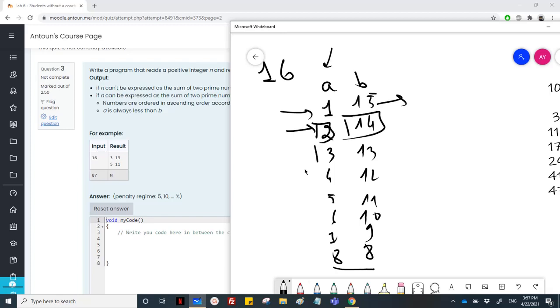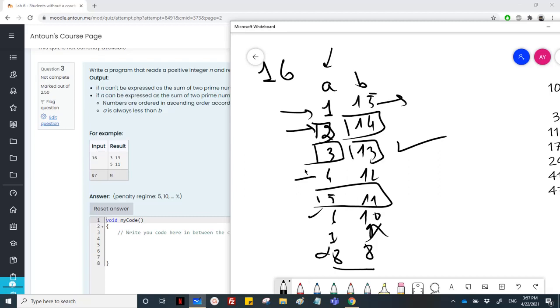We have 3 a prime number, and 13 is a prime number. 4 is not, 5 and 11 are both prime numbers. 6 and 10 are not. 7 is a prime number, however 9 is not, and 8 is not a prime number. So how will we solve that?